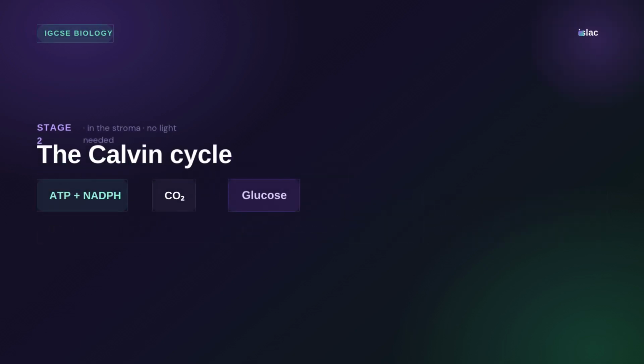In the second stage, the Calvin cycle, the plant no longer needs light directly. Instead it uses the ATP and NADPH made in stage 1 to power a series of reactions that take carbon dioxide from the air and fix it into glucose. This is where the actual sugar, the plant's food, is finally built. Stage 1 collected the energy, stage 2 spends it.